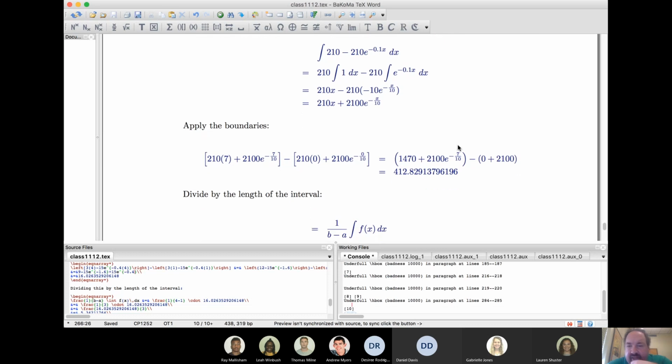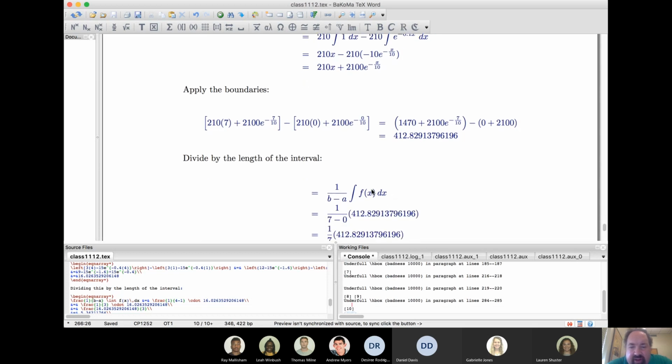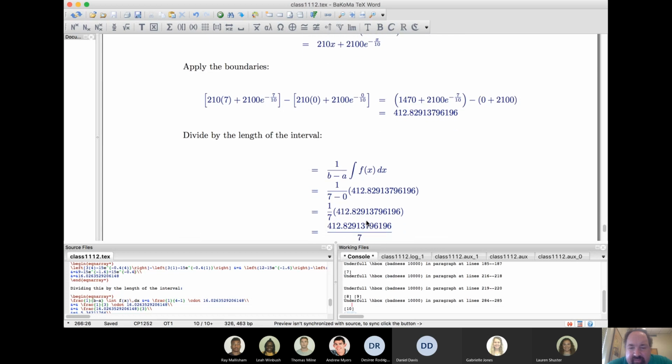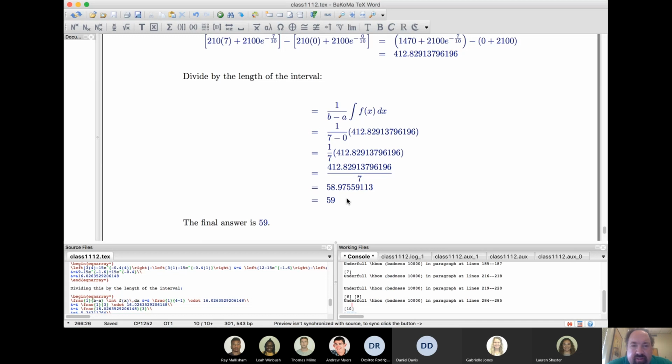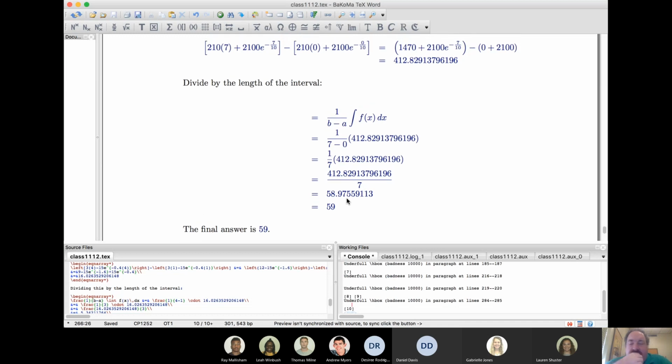All right, so we go ahead and plug in the limits, just completing the definite integral. And then we divide by the difference in the limits. And then again, wait until the end to round. And it turns out to be essentially 59. So the average number of units produced during the first 7 hours is 59 units.